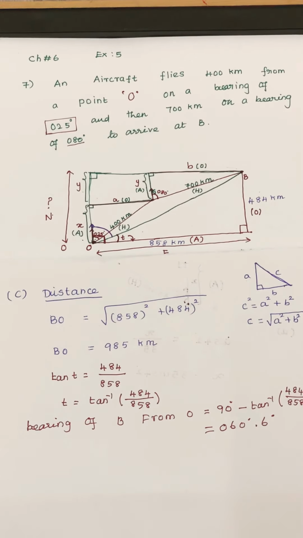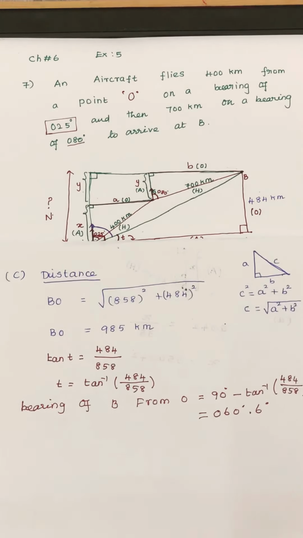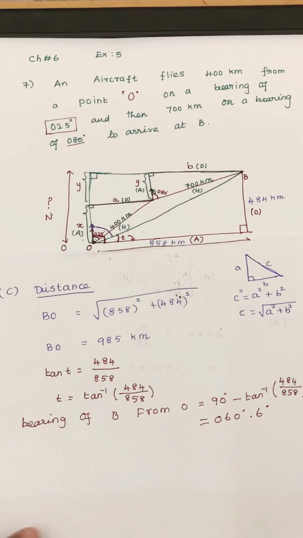So question number 8 is exactly the same as question number 7, but they didn't give part A, part B, part C. Please try part A, part B, part C in question number 8. You can check your answers in the back of the book. Even if you don't get any point or any answer, please put your question in the comment box.